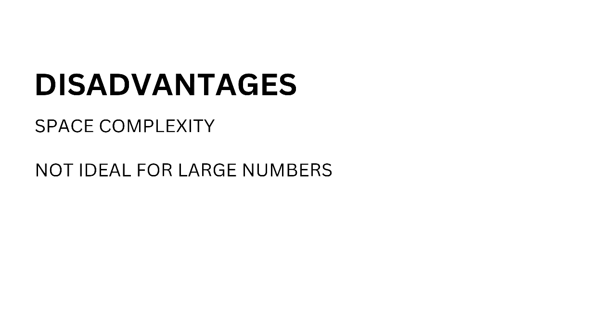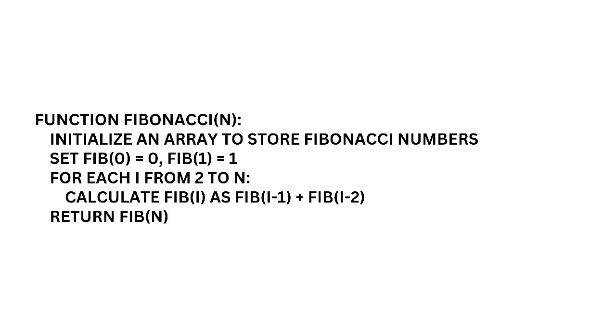So now let's take a quick look at the pseudocode, and then we'll move on to the practical implementation. The pseudocode is pretty simple. You create a function Fibonacci, then you initialize an array to store the Fibonacci numbers. Then you set Fibonacci 0 and Fibonacci 1 as we discussed in the steps. Then you create a for loop for each i from 2 to n, calculating Fibonacci i as Fibonacci i minus 1 plus Fibonacci i minus 2, and then you return Fibonacci n. And that's how it works.